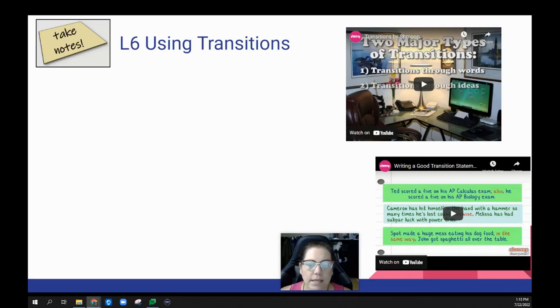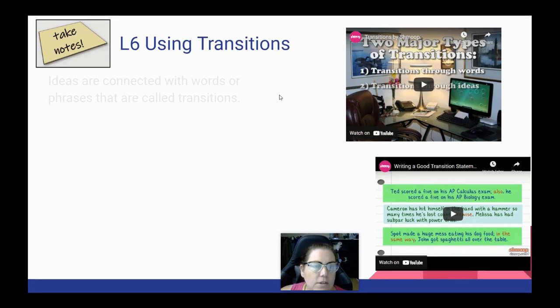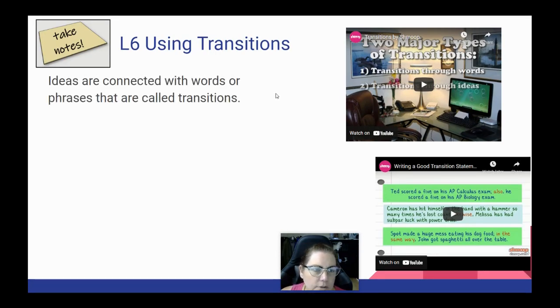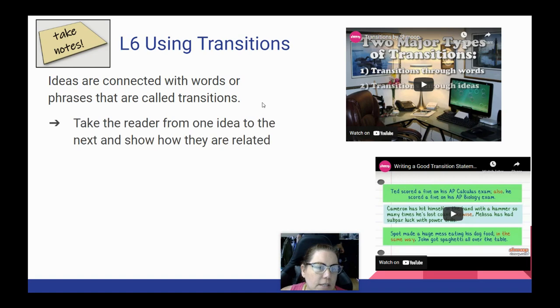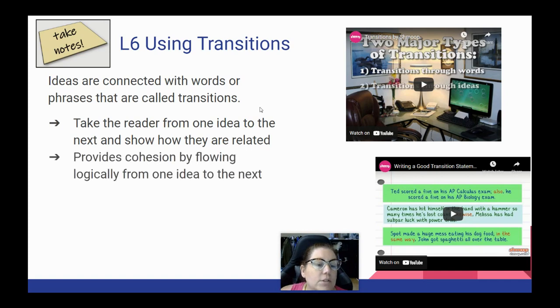Okay, for lesson 6, you're going to start talking about using transitions. So remember that transitions connect your ideas together. You want to connect your ideas and words with phrases that are called transitions. These will take the reader from one idea to the next and show how they are related. This also provides cohesion by flowing logically from one idea to the next.